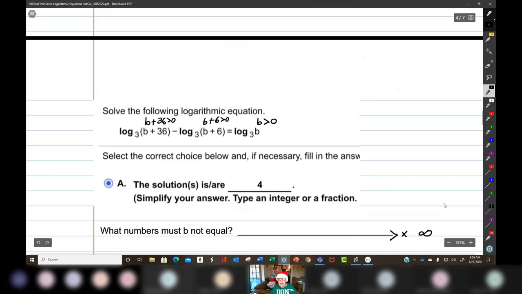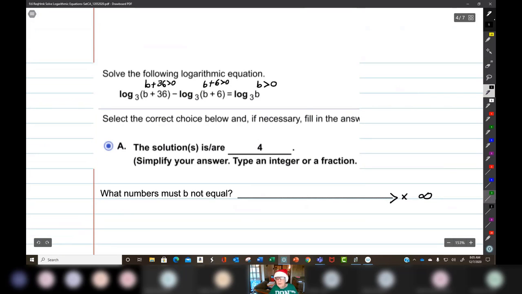And solve the inequalities first. Let's see, I'll start with B plus 36 just because it's on the left. B plus 36 is greater than 0, subtract 36 from both sides of the inequality. I'll get B greater than negative 36. I'm going to write that here, negative 36 on my quickie number line. Notice the base doesn't come into this at all. The argument of the logarithm function must be strictly greater than zero, period.